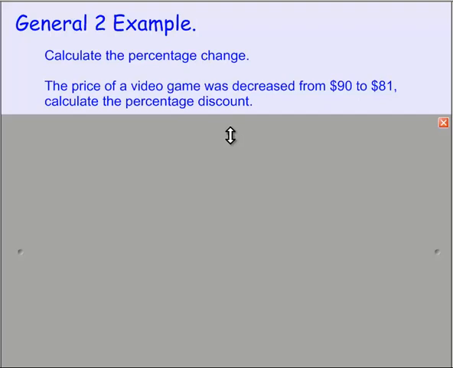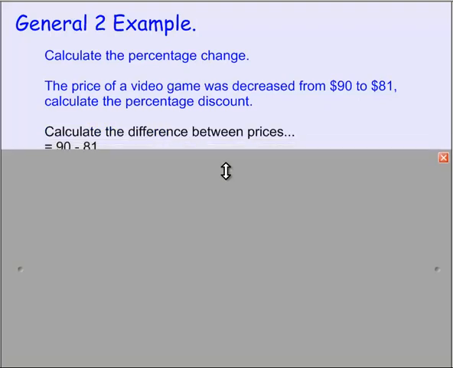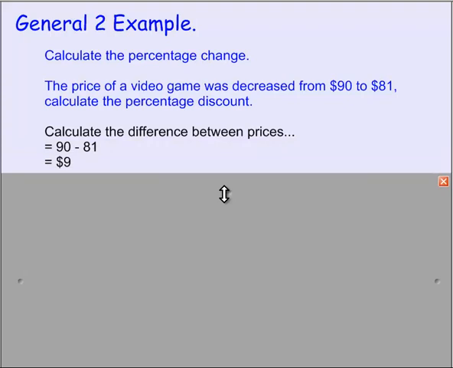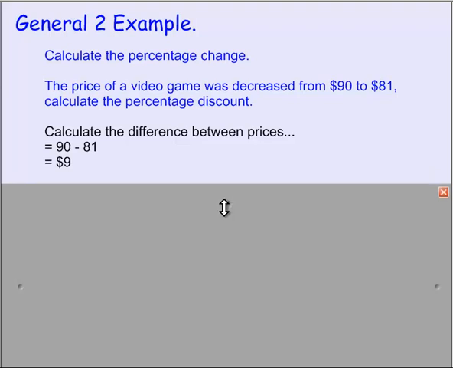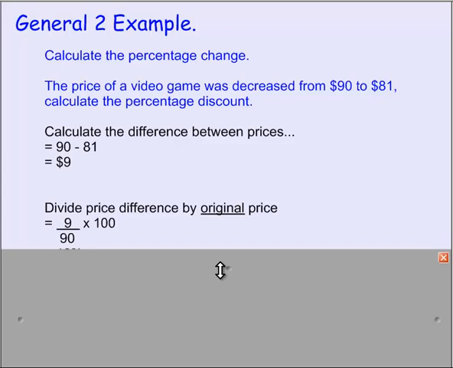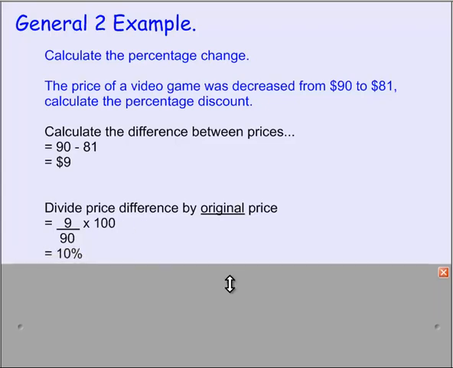So we're going to work out what kind of discount this game was given. First off, we need the straight up difference. It was $90, it's now $81, therefore the difference is $9 in price. Once we've got that, we get our $9 and we divide it by the original price. And I've underlined it there, you always divide it by the original price. We're doing a decrease. If this was an increase, you still divide it by the original first price that the item used to be. So we got 9 divided by 90 times 100, and it leaves us with 10%.